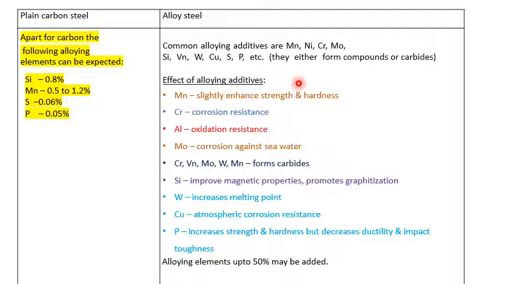Now we need to know, by adding these elements, what are the changes which are going to take place in the steel. Say for example, if we add manganese, it will slightly enhance the strength and hardness.